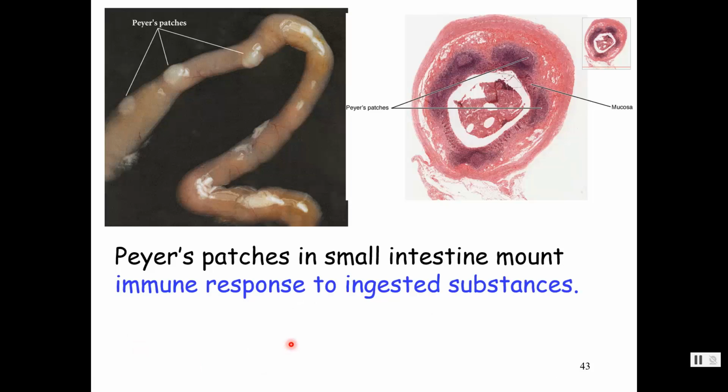In the small intestine, particularly in the ileum, so the most distal part, there are these little white aggregates just deep to the mucosa, and they're called Peyer's patches. And here it's showing you lymphoid follicles in those Peyer's patches.